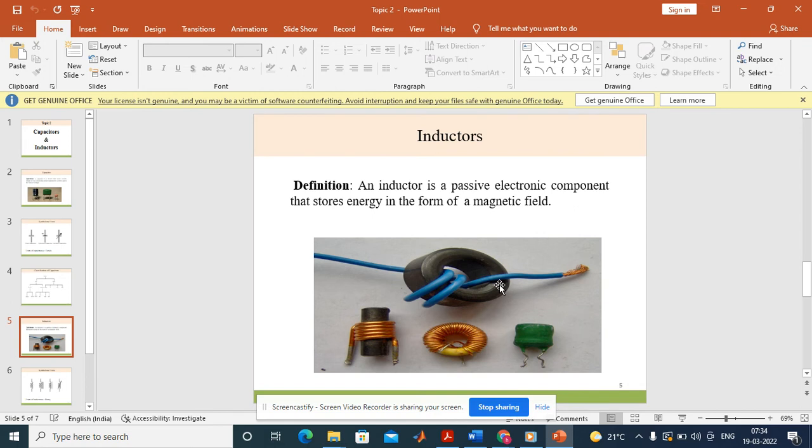Now coming to the inductors. An inductor is also a passive electronic component that stores energy in the form of a magnetic field. This is how inductors practically look like. An inductor is also a two-terminal device.